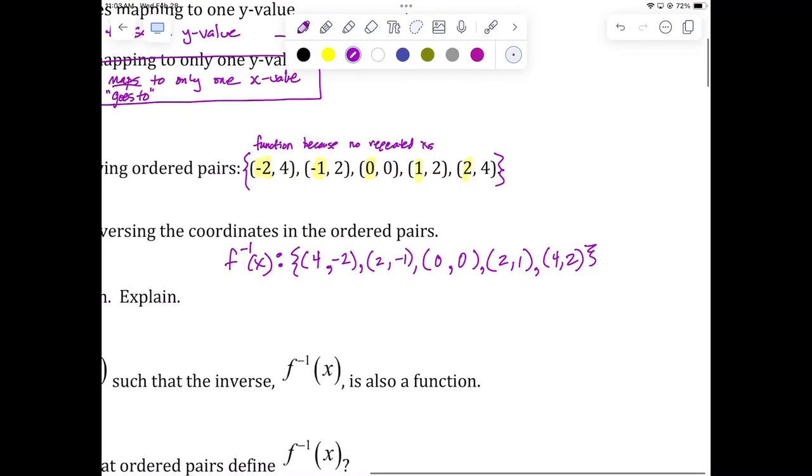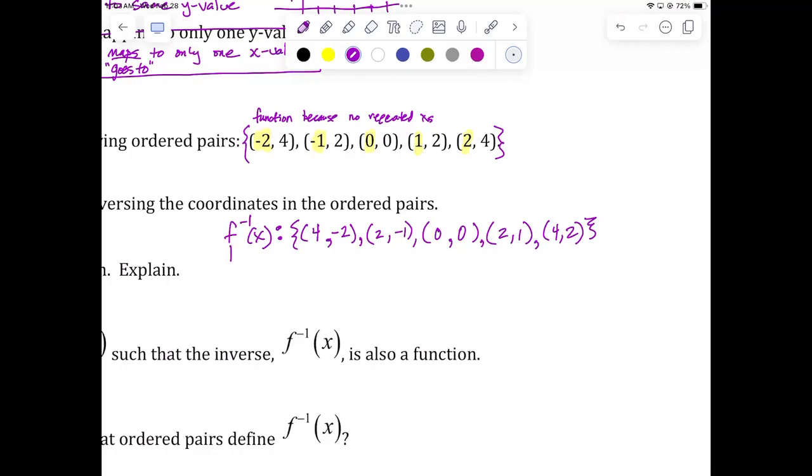Now, I've got to check. Notice I'm calling it a function right here. I better check to make sure it's a function. Now that I've created a brand new function, let's see if it itself is a function. How do I check to see if any function is actually a function?